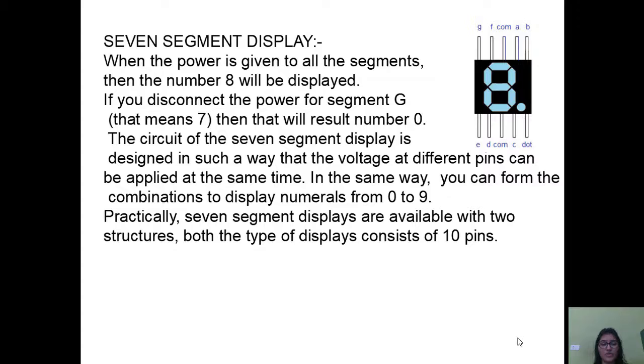There are two types of 7 segment display. First is the common cathode 7 segment display, and the second one is the common anode display. I have to use the common cathode in my project. I will show you later. You can see the 7 segment display image in this slide. On the upper side, the first pin is G, second is F, third is common, fourth is A, and last is B. On the lower side, the first pin is E, then D, third is common, then C, and the dot.